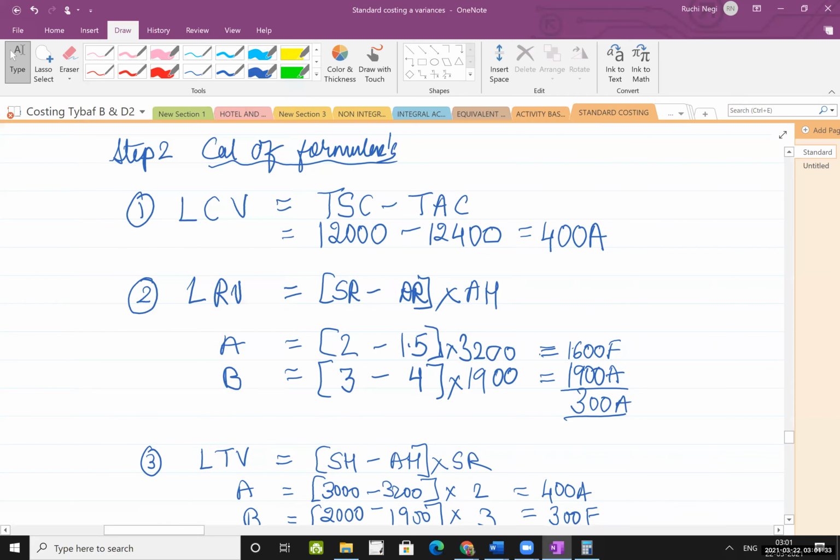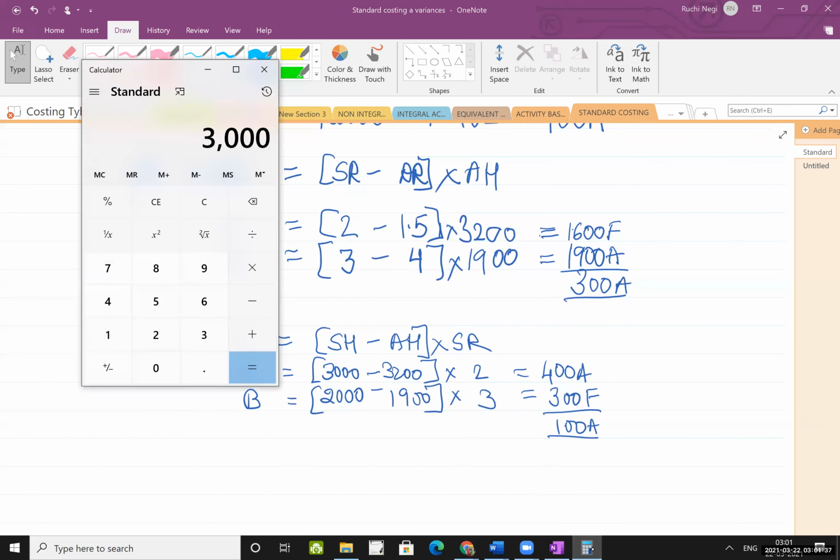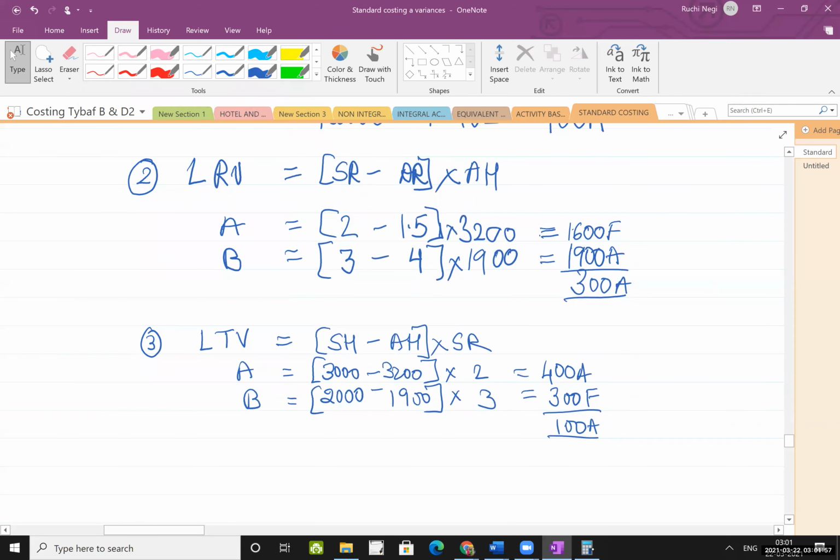Okay, next, labor time variance. So 3000 minus 3200 into 2, 400 adverse. 2000 minus 1900 into 3, 300 favorable. Okay, minus plus minus. So my answer is 100 adverse. Okay, basic of maths आना चाहिए obviously.